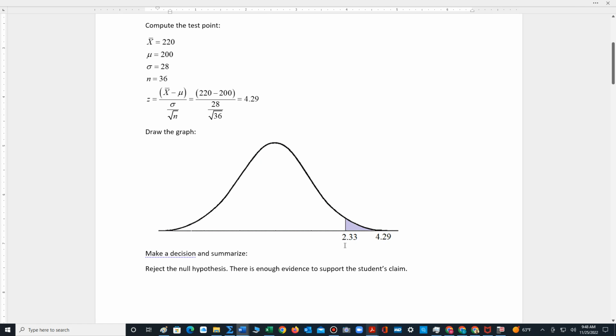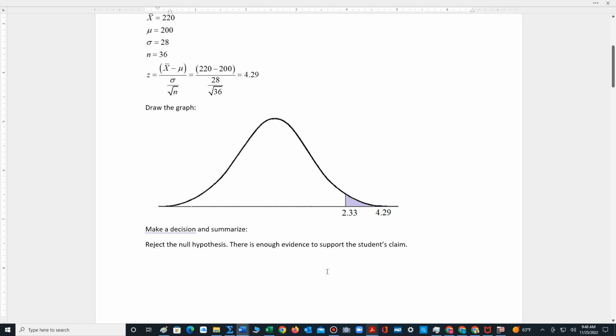4.29, the test point, is greater than 2.33. Thus, it falls in the critical region. That informs us that we reject the null hypothesis. And then we summarize by stating there is enough evidence to support the student's claim. You can determine these summaries using the flowchart I supplied to you in the notes.